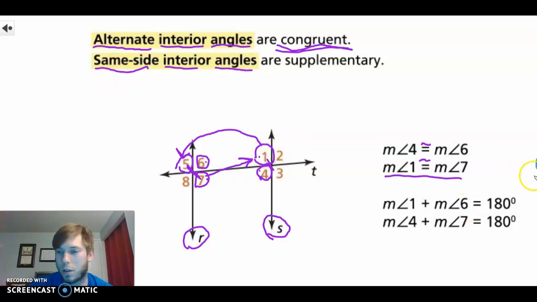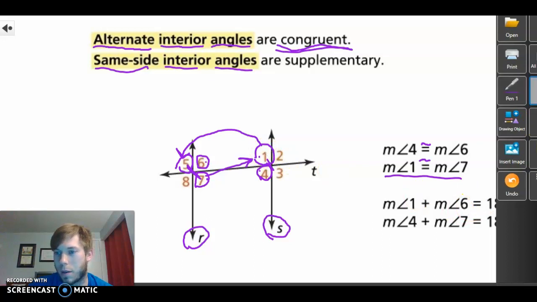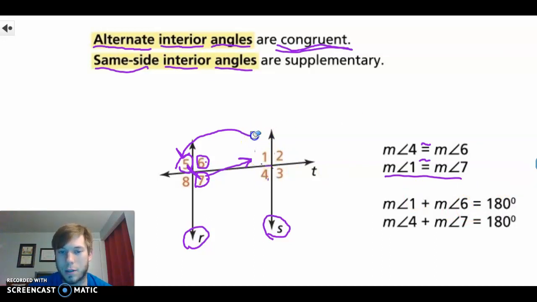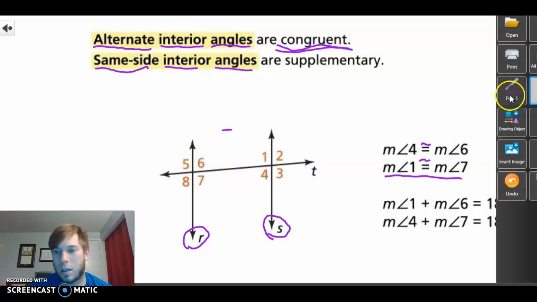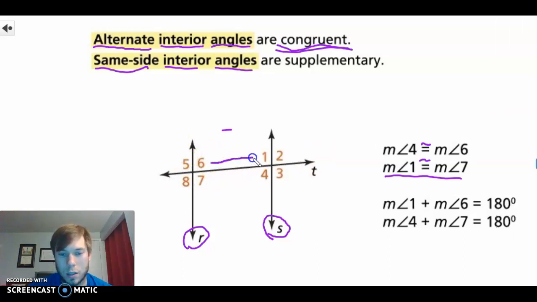So now we're going to look at angles 1. Let me get my eraser, a little tiny eraser. Okay. So we're going to look at the same side interior angles. So same side, so 1 and 6 and 7 and 4 are the angles we're going to look at. Okay, these angles are what we call supplementary, meaning the total measurement of the angles would be 180 degrees.